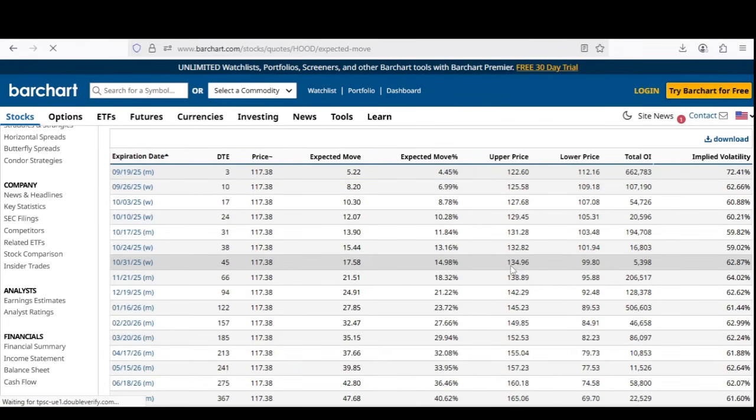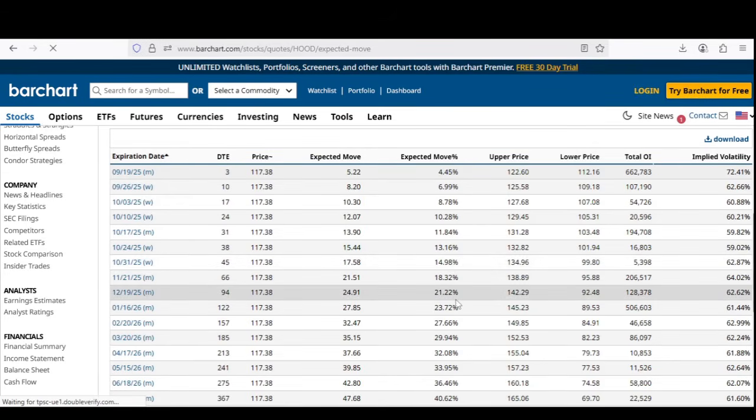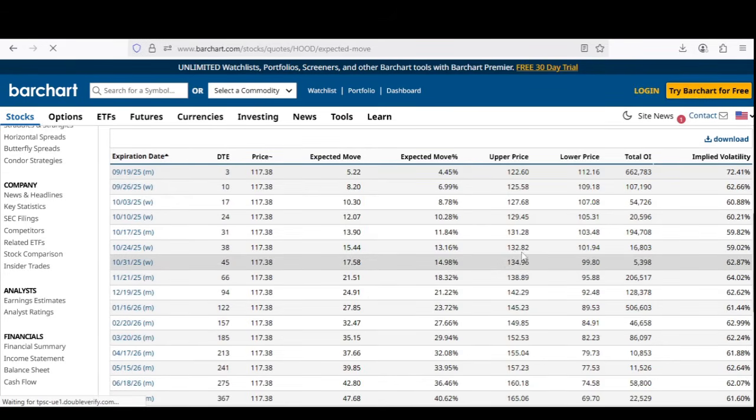Now, on the low end of the spectrum, if Robinhood were to go down from the current price of 117, they're saying the expected move is going to be $99.80 on the low end. So the expected move of Robinhood to the top side by October 31st is going to be 134.96, and the expected move to the bottom side is going to be 99.80.